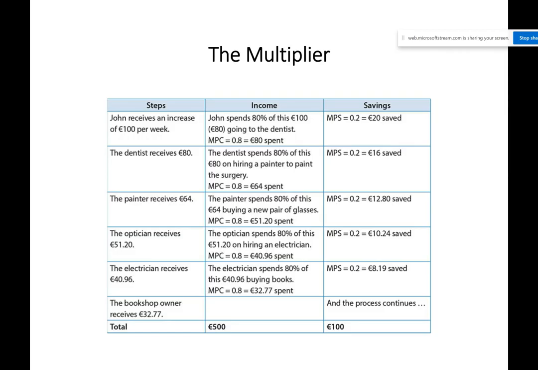And it gives you a total spend in the economy of 500 euros. Have a look at that. I'm going to stop here.